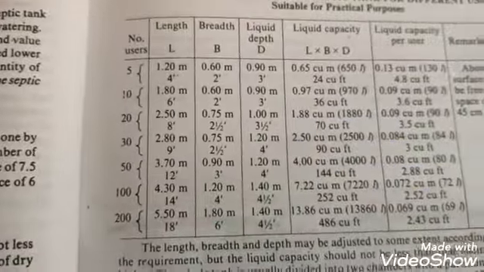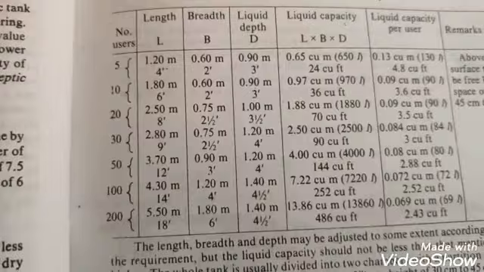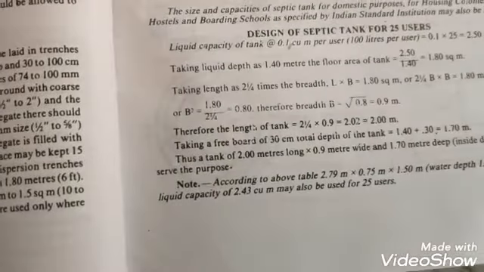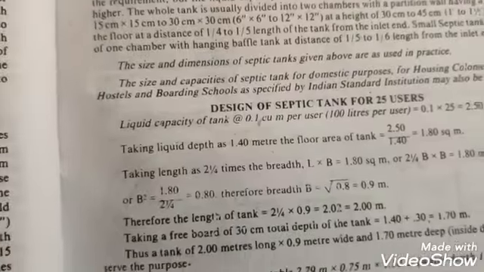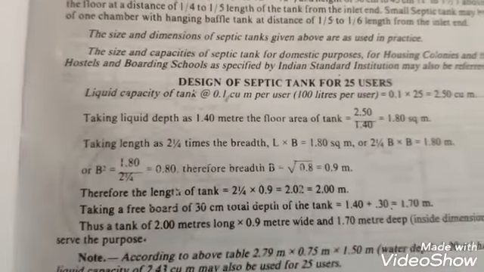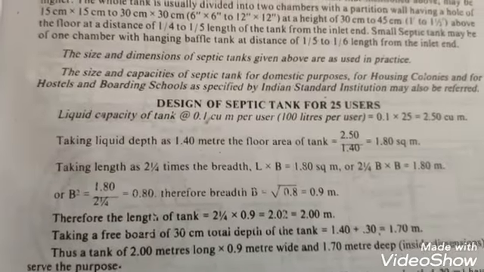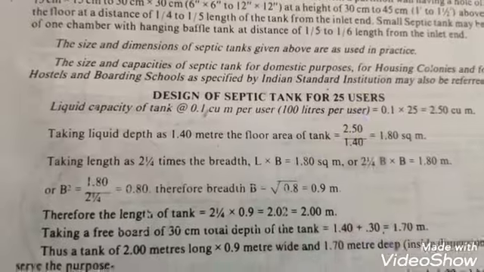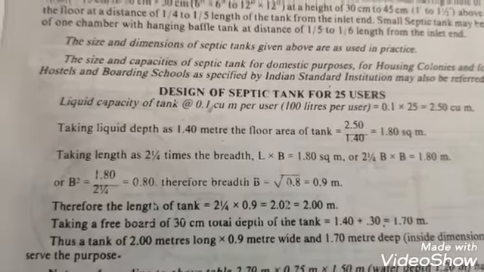Now we will try to learn how to estimate a septic tank for a particular number of users. Let us take this example which is given here in this BN Datta book. The example is given for 25 users. We need to design and estimate a septic tank for 25 users. So let us start.